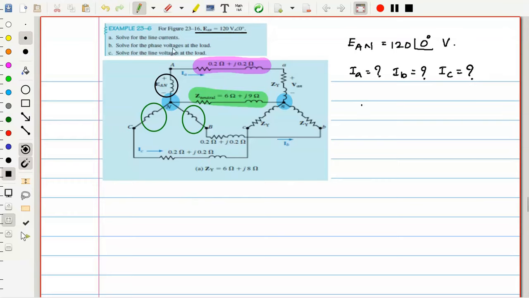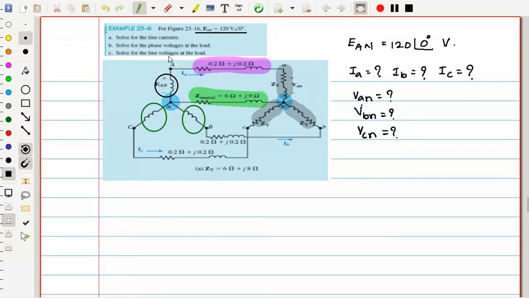Next, solve the phase voltages at the load. Phase voltages are nothing but the voltages inside of the load, which you have to observe carefully. So this is the phase, this is the phase of the load, one phase, that is A phase, this is B phase, this is C phase. Now the voltage across this shaded area is the phase voltage that you have to observe. That is VAN, VBN, VCN. These are the phase voltages.